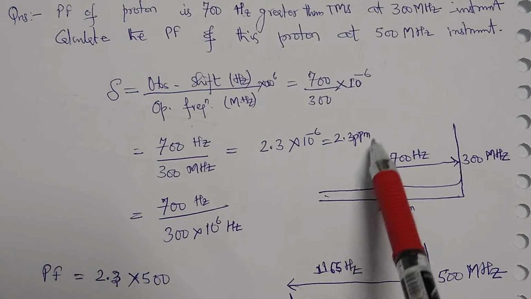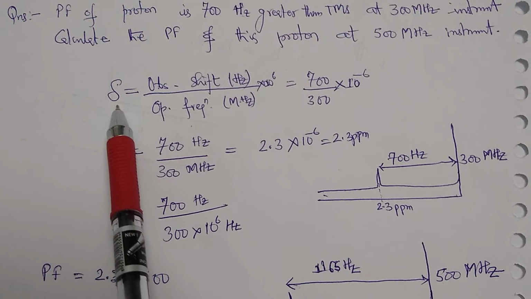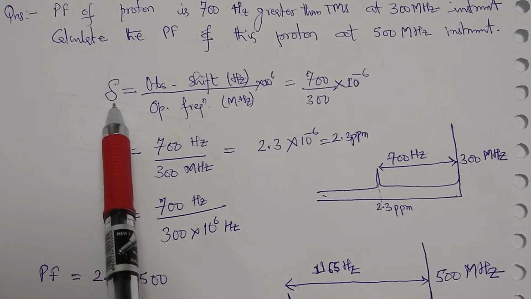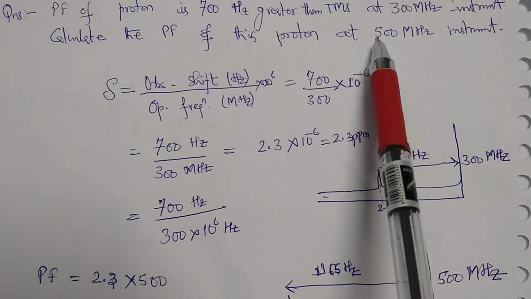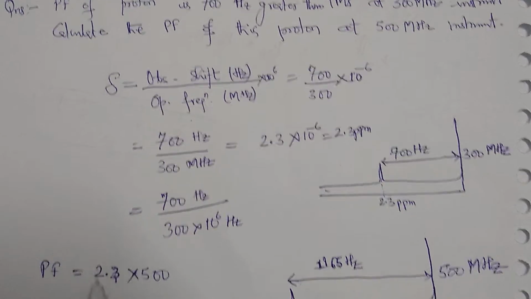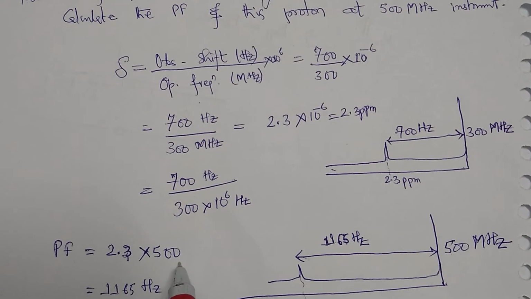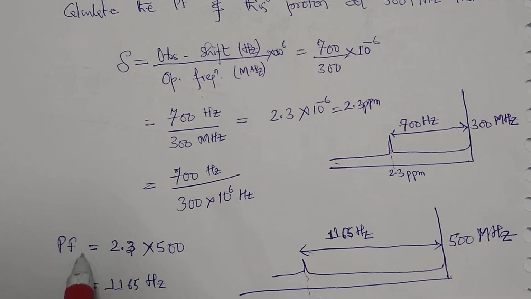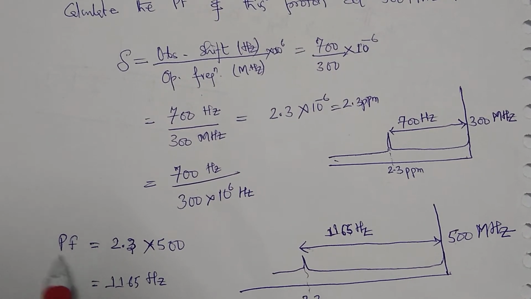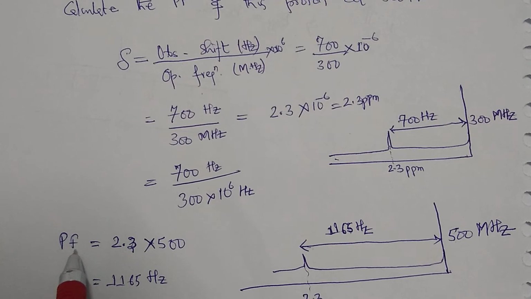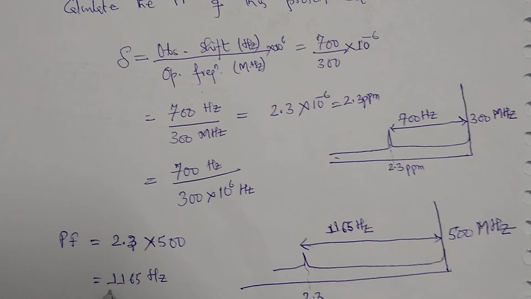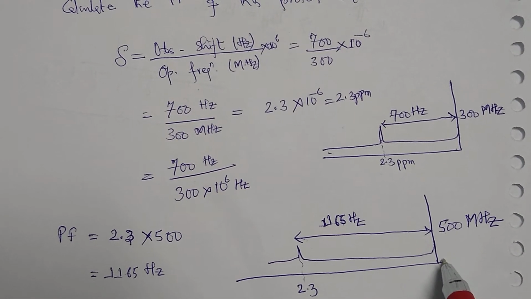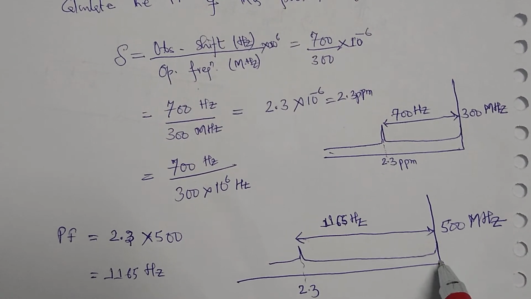So fixing this chemical shift, that is the value of delta, as 2.3 parts per million, then we can write for the 500 MHz instrument 2.3 into 500, which gives parts per million, that is the precessional frequency of the required proton. We will get 2.3 into 500 MHz, which is 1165 Hz. This can be represented like this in the 500 MHz instrument.